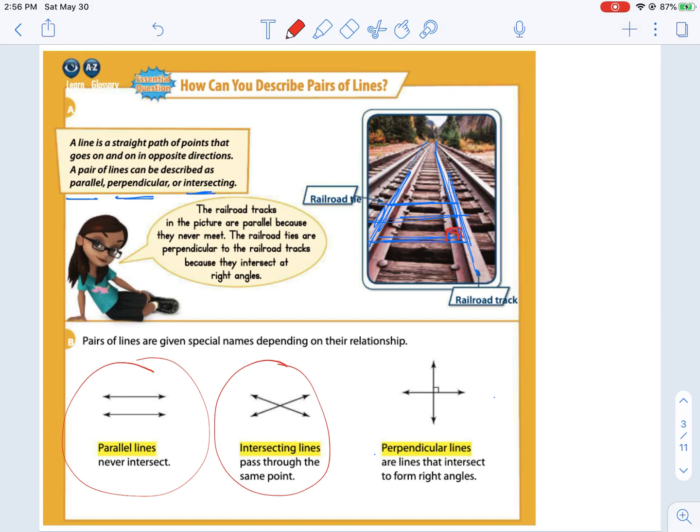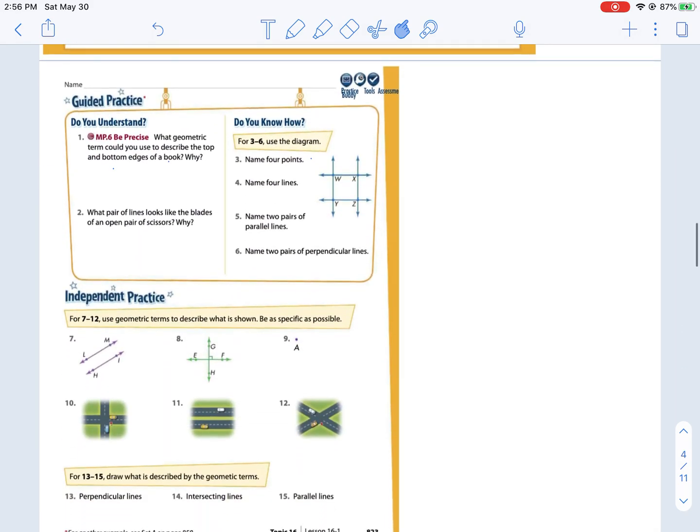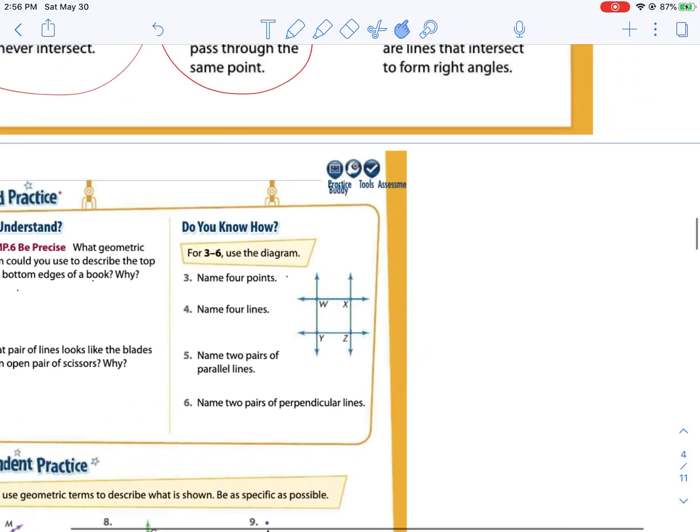And then we have perpendicular lines. With angles, when you see the square, that's the dead giveaway to let you know that this forms a right angle, a 90-degree angle, and so we call these intersecting lines perpendicular. They have a 90-degree angle. All right. Okay, so here we are.